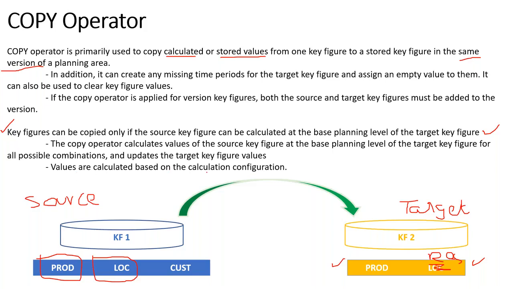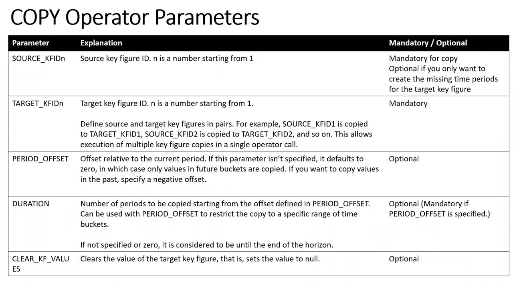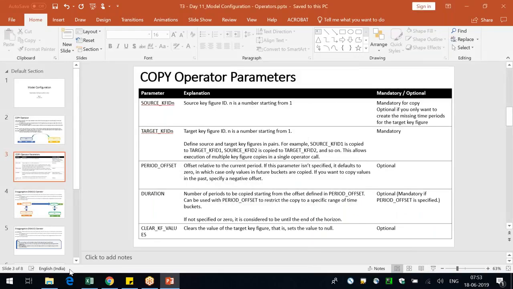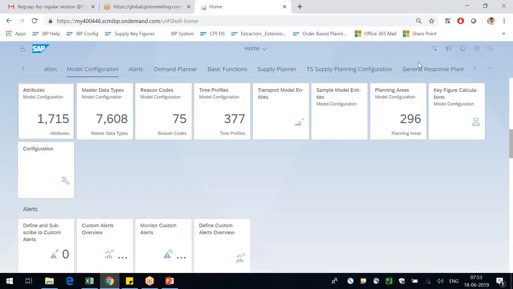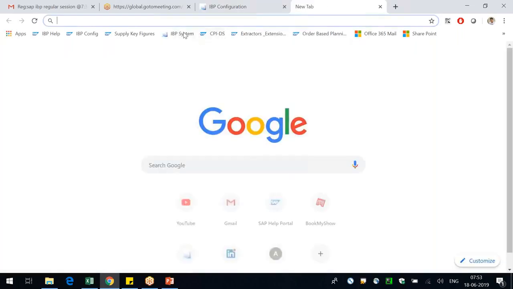Values are calculated based on that calculation configuration. So that's how we set up the operator. So that's what it means. And there are a lot of parameters. We'll see those parameters, and now let's first finalize the key figures that we want, and then we'll create an operator, and then we'll also run it.